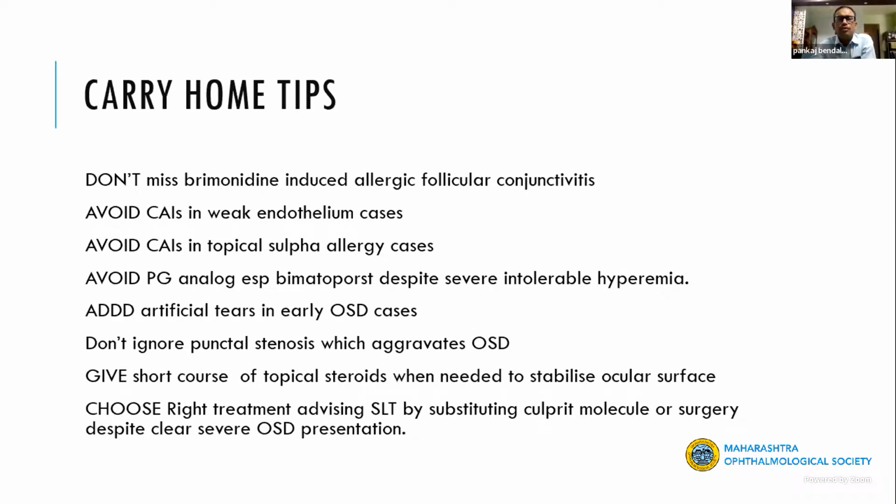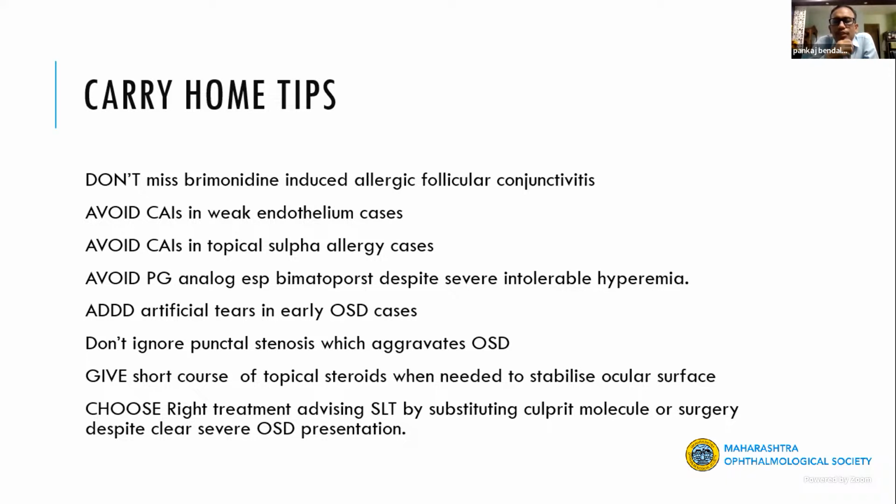So if I want to give some carry-on tips to general ophthalmologists: don't miss brimonidine-related allergic follicular conjunctivitis, it is very common. I won't hesitate to say that in even 25 to 30% of patients, over a period of time, we have to withhold the brimonidine molecule for one reason or another. Avoid carbonic anhydrase inhibitors in weak endothelium cases. Avoid carbonic anhydrase inhibitors in topical sulfa allergies, with chronic discharge and ocular surface symptoms where patients are constantly coming. Avoid PG analogs, especially bimatoprost, despite severe intolerable hyperemia, then you have to withdraw that bimatoprost.